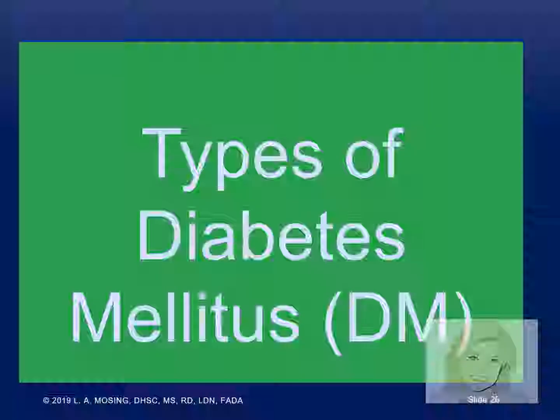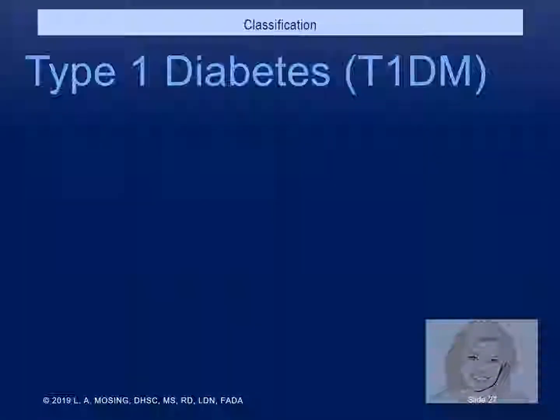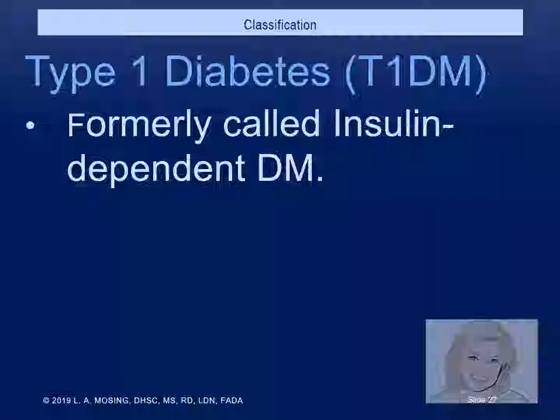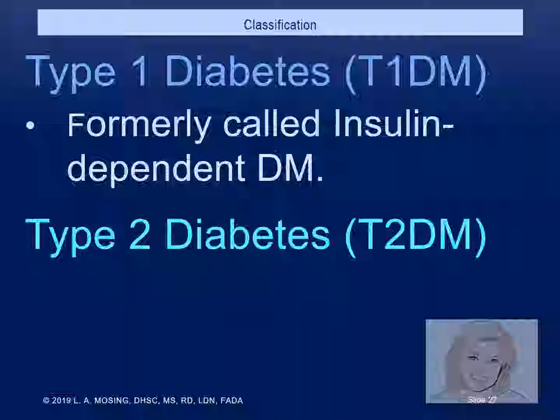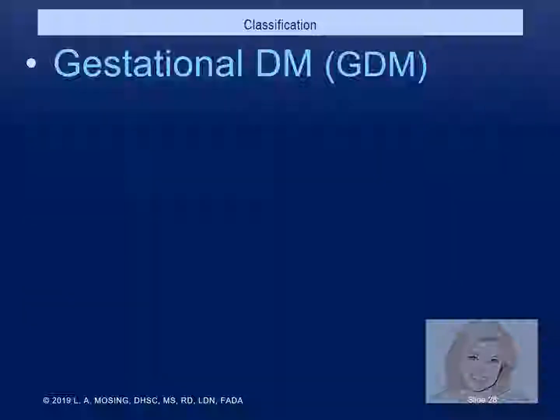So what are the different types of diabetes? We have type 1, that is also called insulin dependent diabetes. Some of your older physicians will refer to that as that. Type 2 is lifestyle. That is where they make insulin, but they don't make enough for their increased size. It was formerly called non-insulin dependent diabetes.